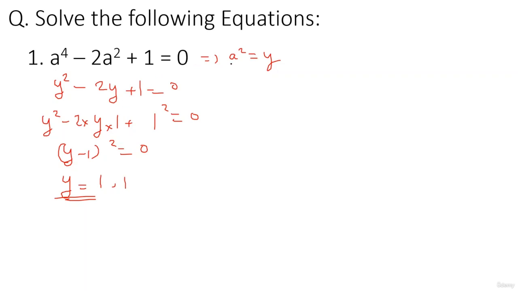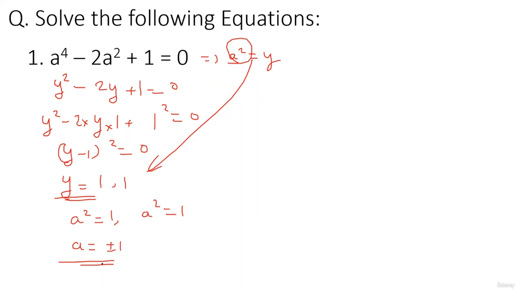But we substituted a square as y, right? So we resubstitute a square as y. So a square is 1 and a square is 1. Okay, so you will get a, taking square roots, plus or minus 1. Here also you will get plus or minus 1. Okay, we have repeated roots here.